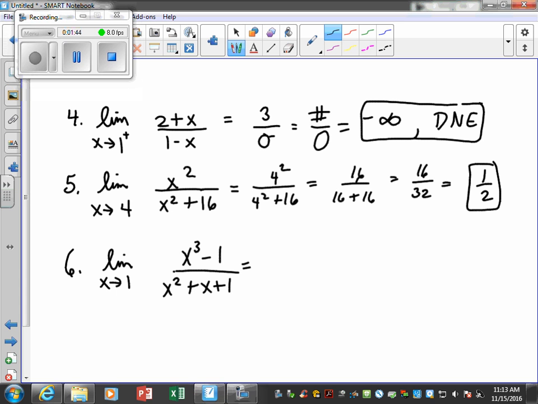Okay, and number 6, we're going to have the limit of f of x as x approaches 1. Plug in a 1 there, and we're going to get some values. So we can go ahead and direct substitute for this one as well. So we'll just have 1 cubed minus 1, and then 1 squared plus 1 plus 1. In the numerator, we'll just get 0. In the denominator, we get 3. So what's a 0 divided by a number? Just 0. Good.